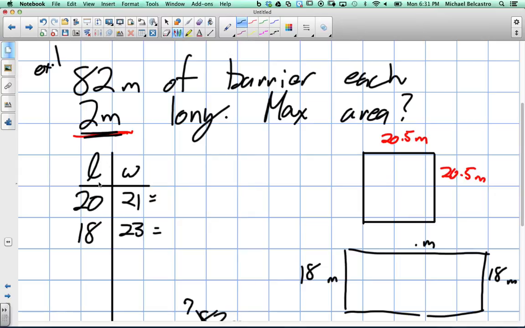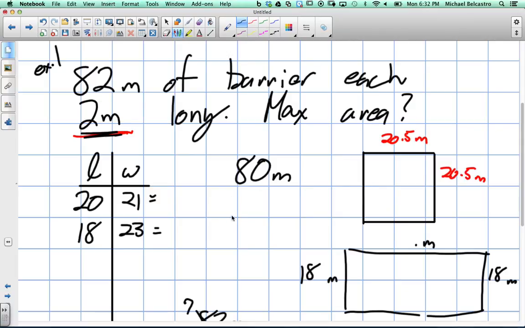So in order to do this, what I'm probably going to have to do is just not use a section of barrier. This 82 is not working out for me. What's happening is I'm always having an extra 2 meter barrier in the way. Because everything's very solid, it's not like I can cut it. Well, in real life I probably could. Let's just say I'm going to throw out one of the barriers, and I'm going to work with just 80 meters.